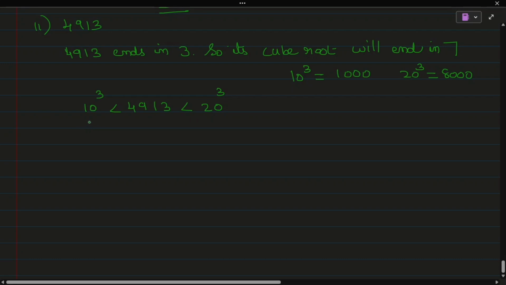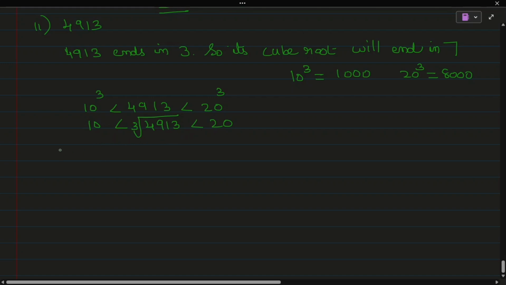So you can write in the next step, cube root of 4913 will come between 10 and 20, because this number lies between 10 cube and 20 cube. The cube root of 10 cube is 10, the cube root of 4913 we don't know, and the cube root of 20 cube is 20. So our answer will come between 10 and 20, and the units place digit of that answer will end with 7 also.